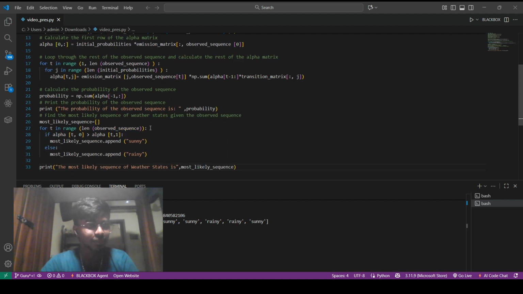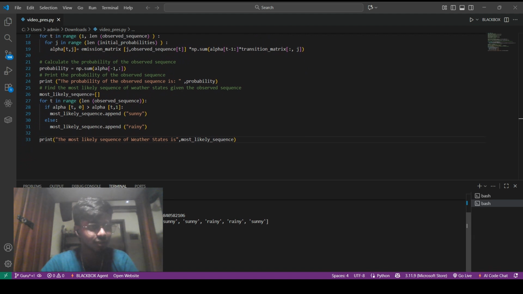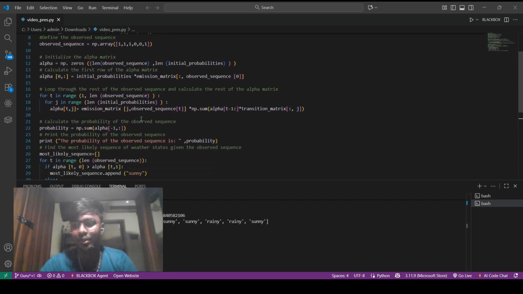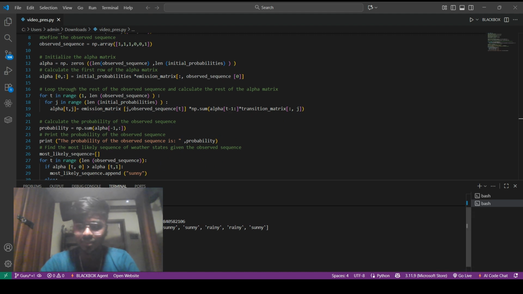We can then run it. If the observation sequence is happy, sad, happy, the program might output something like: the probability of the observation sequence is 0.024. The most likely states are sunny, sunny, sunny, rainy, rainy, sunny.